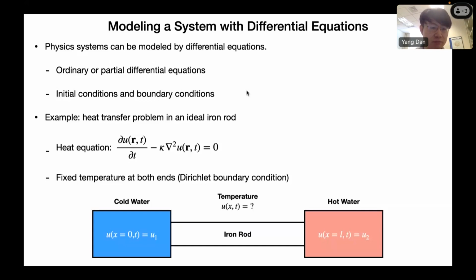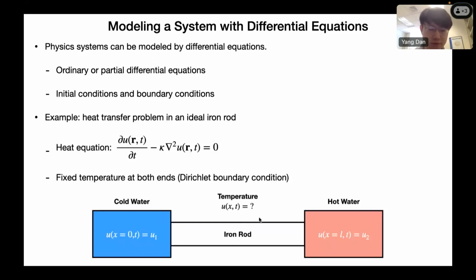A very well-known example could be the heat transfer problem, for example, in an ideal rod, as shown in this picture. We want to know the temperature distribution within the iron rod. The first thing we do is look at the heat equation, which is listed here. This gives us the information of how the temperature changes over time and within the entire space. And kappa is the thermal conductivity.